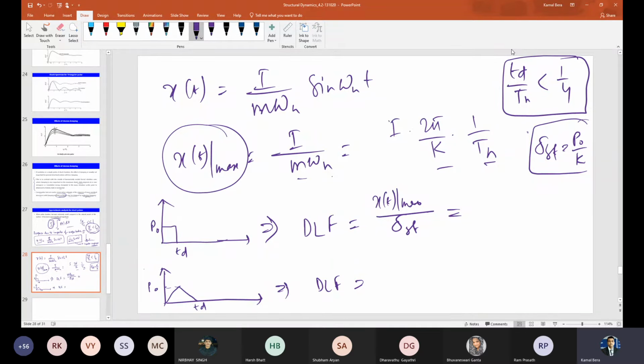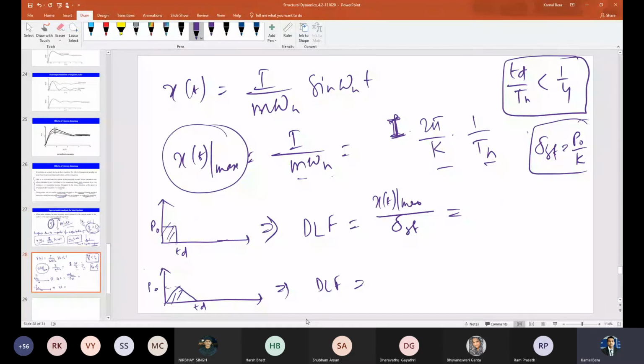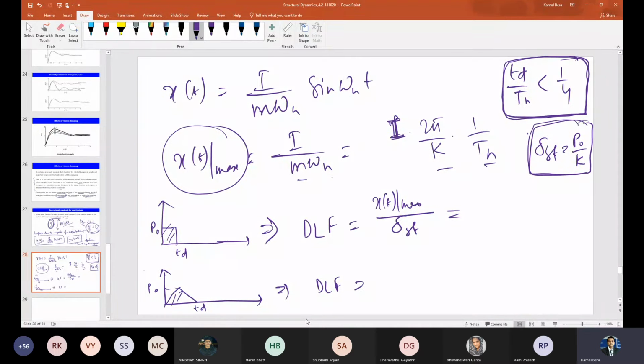You know what I is, right? What is I? I is the area under this. What is I? Integral of p(t) dt, 0 to td, right? So that is basically the magnitude of the impulse, the area under that impulse. And the condition is that td by Tn should be less than 1. Delta st is P naught by k. This is the DLF, x(t) max divided by delta st.